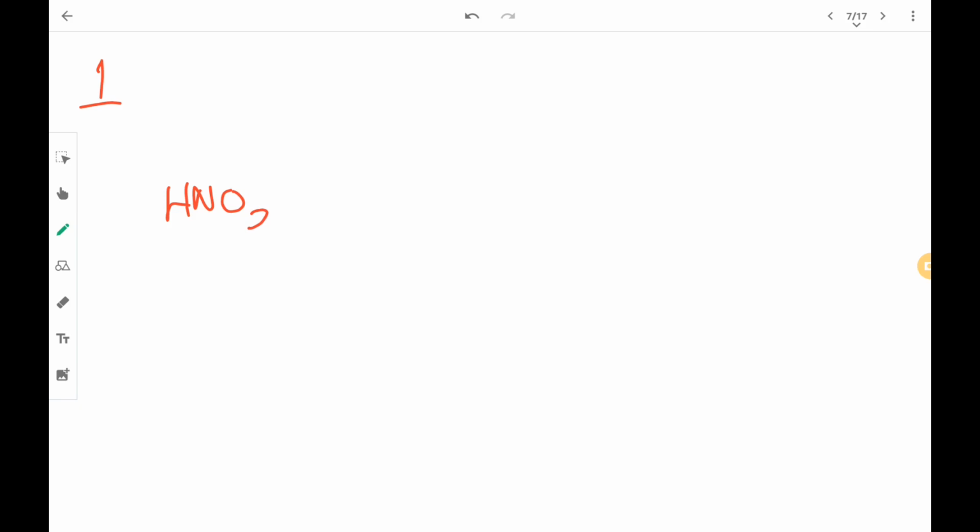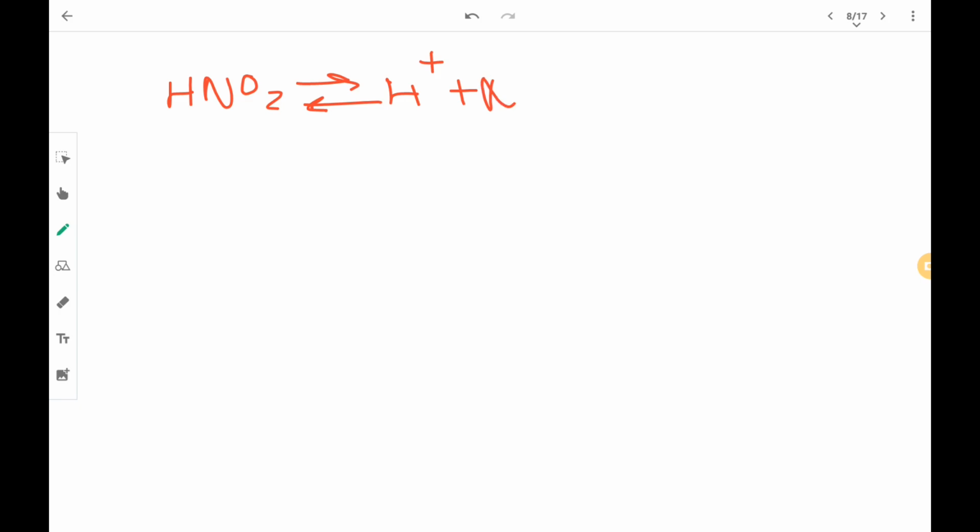Now for the grid question, grid number 1 of 14.5, you have HNO2 to be a weak acid with a Ka of 5 times 10 to the minus 5. For part A, they want to find the concentration of all species present. So you do an ICE table. HNO2 will give you H plus and NO2 minus.